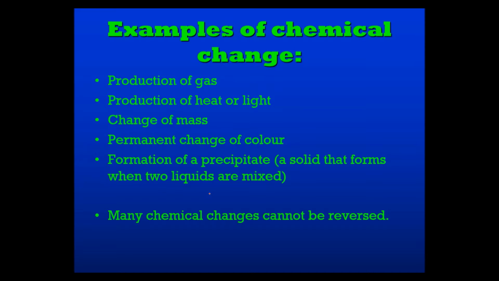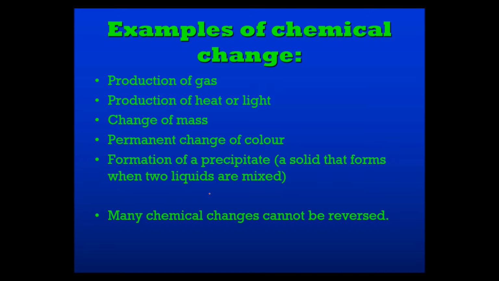Production of gas is a good sign. Production of heat or light. So where energy is being released, or actually where energy is being absorbed, can also be a sign that there is a change of state. A change of mass is a really good one. Now that's something that can be very difficult to measure.